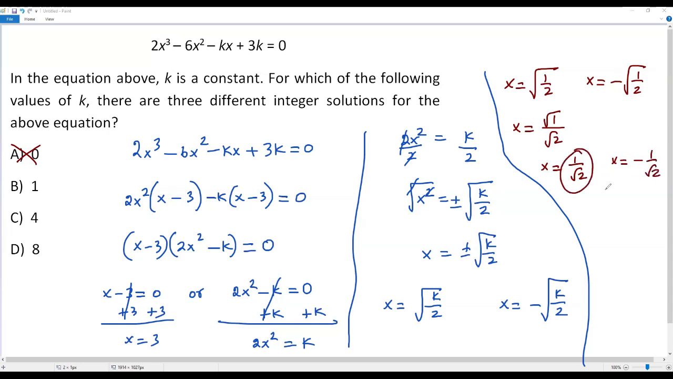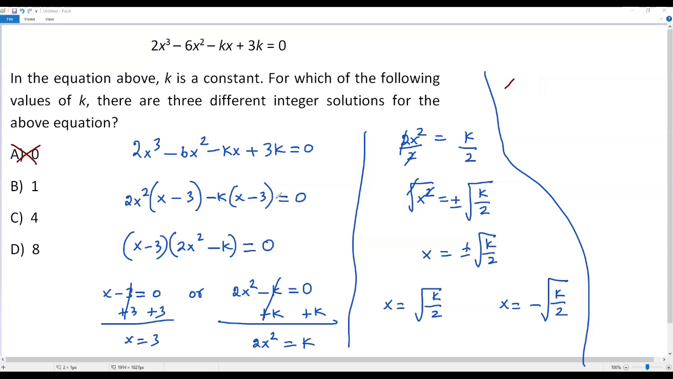Anyway, this is not an integer, and this one is also not an integer, because we know that square root of 2 is an irrational number. When I divide 1 by the irrational number square root of 2, I still get an irrational number. So I don't get integer solutions here and here. When I consider the value 1 for k in answer choice B, I don't get three integer solutions for the given equation. So we can reject answer choice B as well.